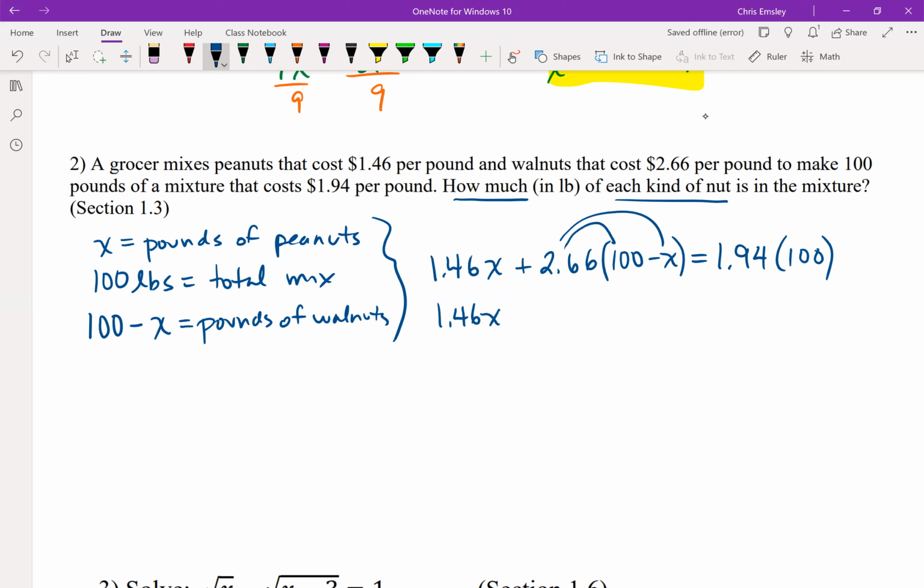I'll distribute here, so I get 266 minus 2.66x. Go ahead and multiply it over here on the right. We get 194. We're going to combine these two like terms right here. 1.46 minus 2.66.